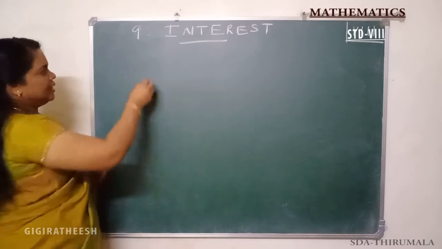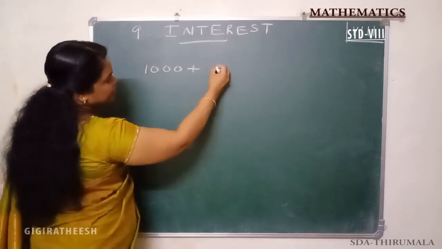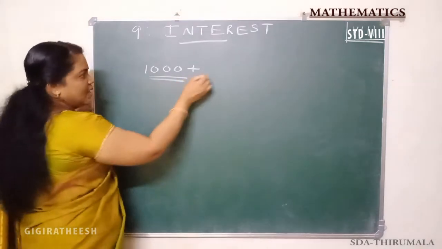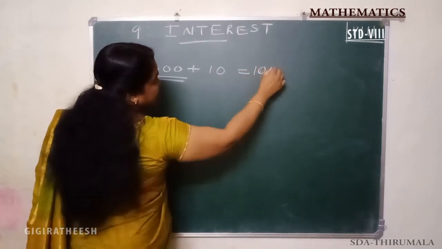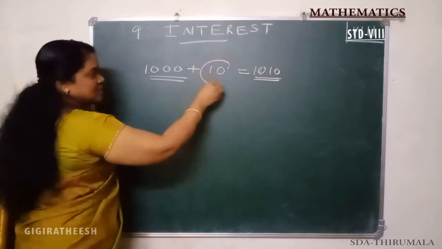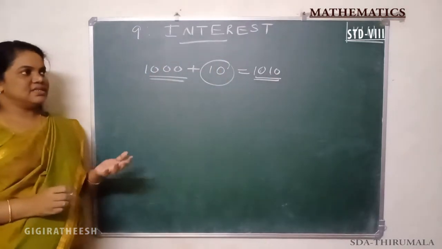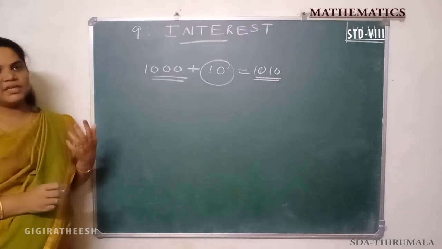If we borrowed 1,000, the principal, and we return some more money with it, say 10 rupees, so that we give 1,000 and 10 rupees, this is called the interest. The extra money we paid is called the interest. Interest is of two types: simple interest and compound interest.